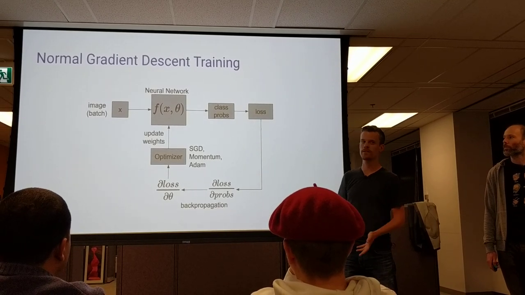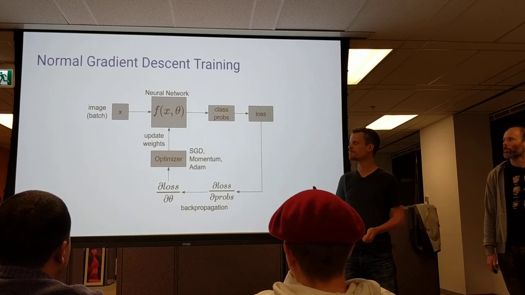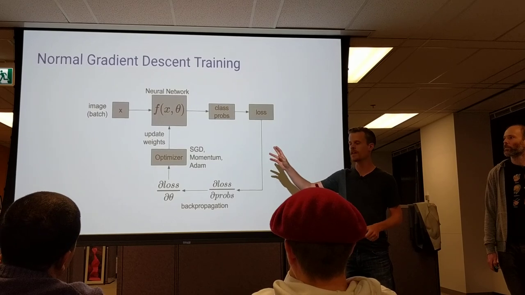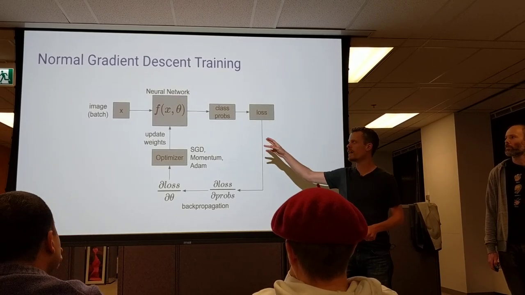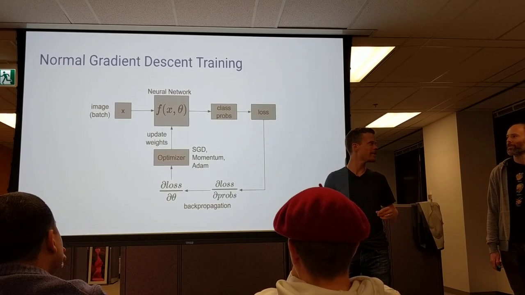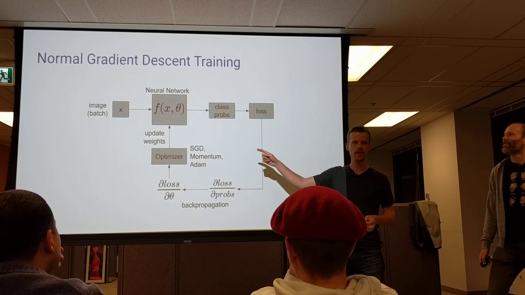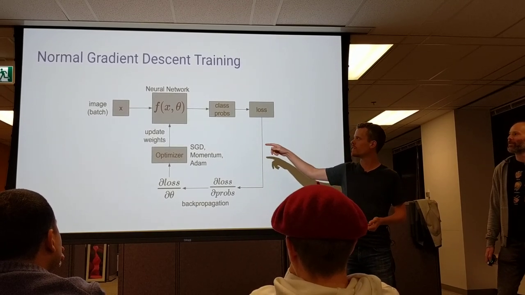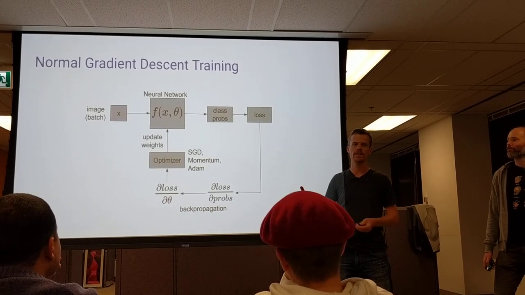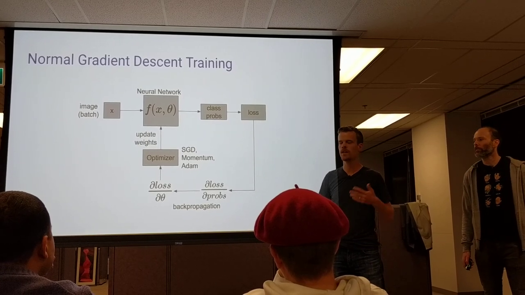This is just a quick review of how we normally train a neural network. We start with an image, or perhaps a batch of images, but let's just talk about one image. We input that into our neural network. This is just a parametric function approximator, a function of the x that you just put in and its weights, which I've given a theta here. That function outputs class probabilities. In this case, there are 1,000 classes, and it gives every single class a probability between 0 and 1 that sum to 1.